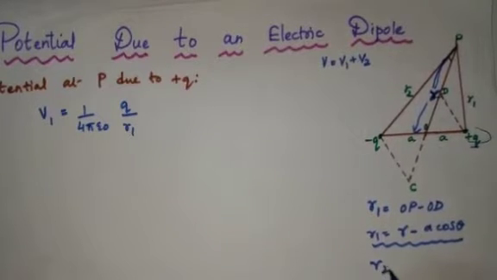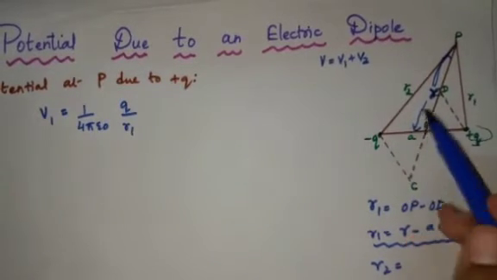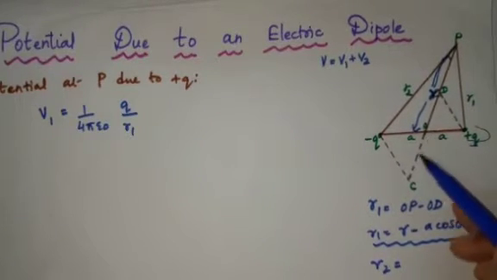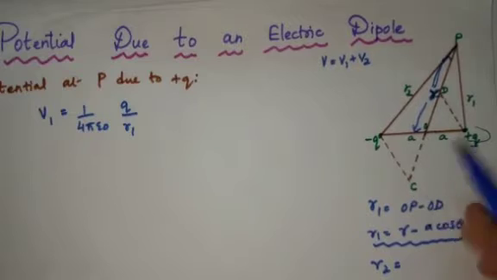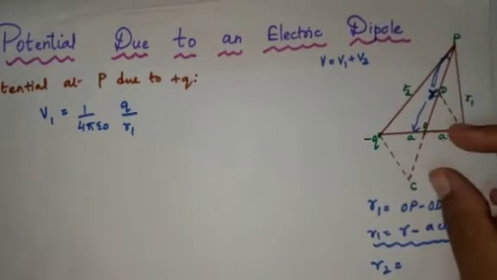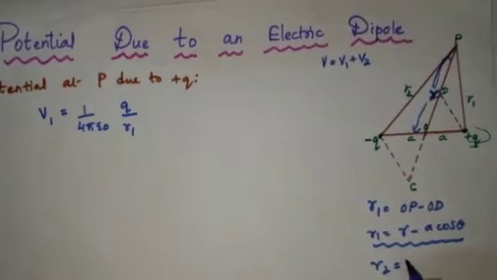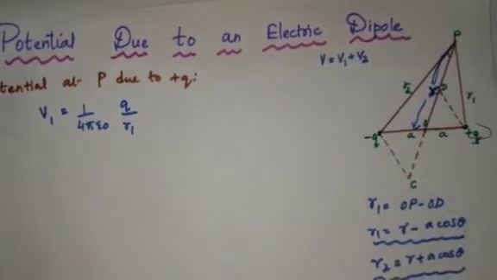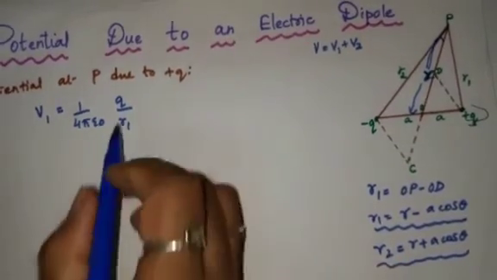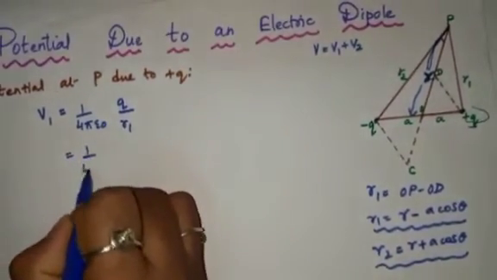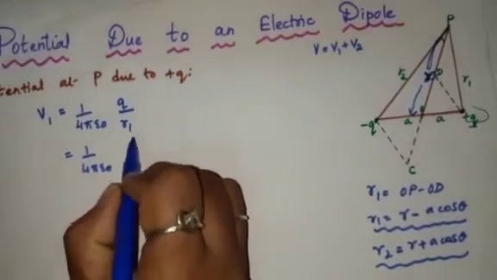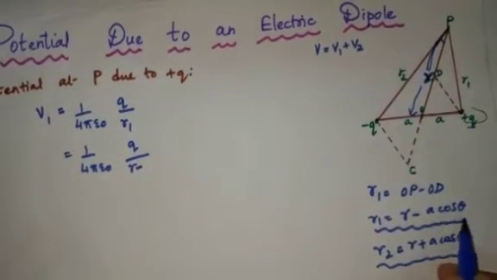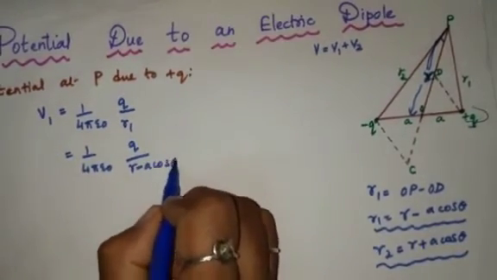We are taking this as r1. In the same way, for r2, that is OP plus OC. That means r, including this a cos theta together, so r2 is equal to r plus a cos theta. Just remember in this derivation what r1 and r2 are. So V1 is equal to 1 by 4 pi epsilon naught q by r minus a cos theta.